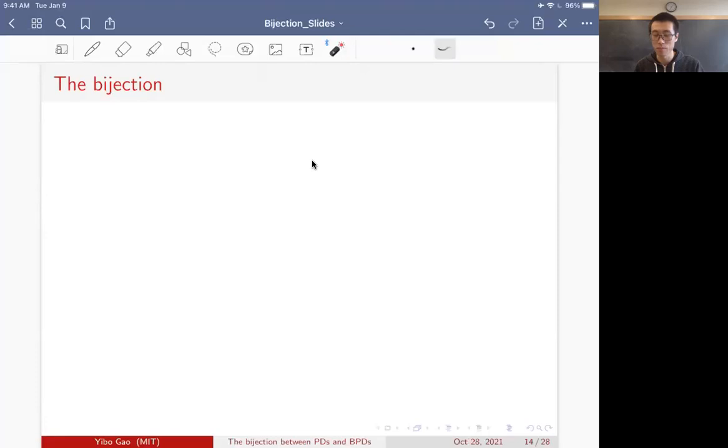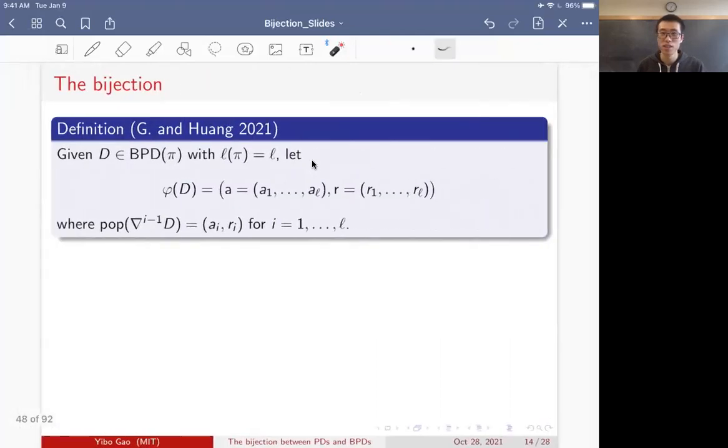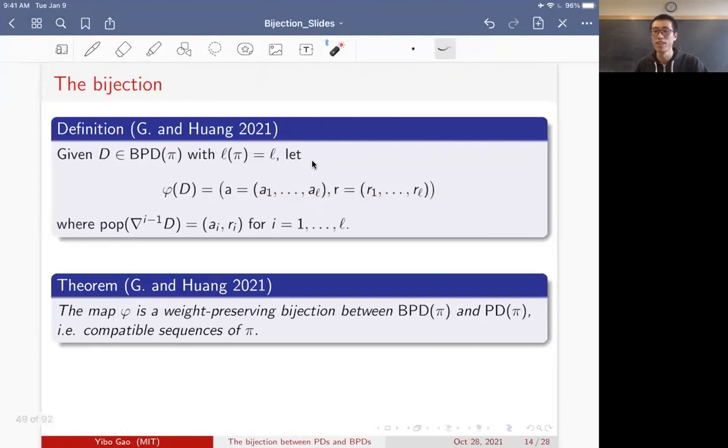Okay, and now probably many of you can guess what the bijection is. So given a bumpless pipe dream D, we are going to do this pop operation as many times as we need. And each time we are going to spit out a pair of values A and R. And these together will form a reduced compatible sequence. And because reduced compatible sequences and pipe dreams are in natural bijection, this gives you the bijection that you actually need. So pictorially, oh yeah, an example will be shown in a moment. So this map phi is going to be weight preserving between the bumpless pipe dreams and the pipe dreams just by construction.